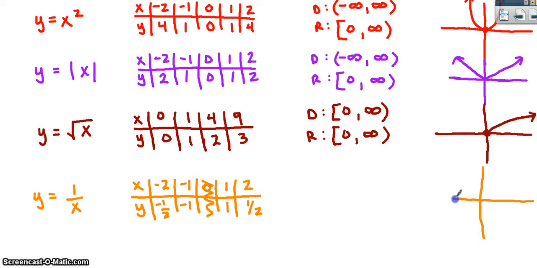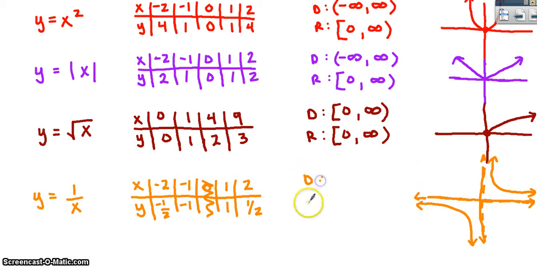Okay, this is that weird looking graph where you've got the two asymptotes on the x-axis and on the y-axis. And then you've got those two curves. One goes like this, and one goes like this.